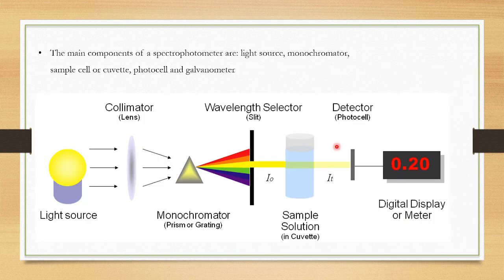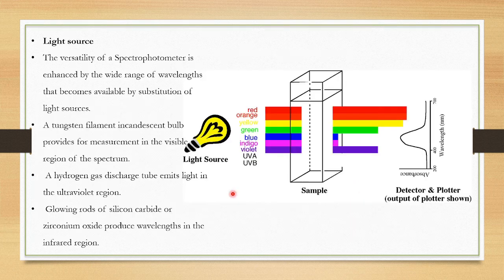That is what is measured. The main components of a spectrophotometer are the light source, a monochromator, which is a prism, sample cells or the cuvette, a photocell, and the galvanometer. These are the components. The versatility of the spectrophotometer is enhanced by the wide range of wavelengths that become available by the substitution of the light source.